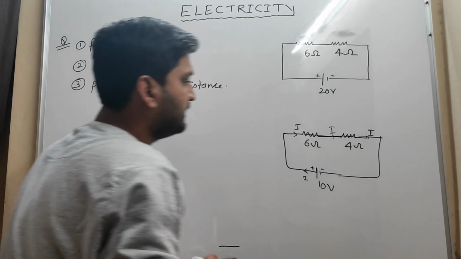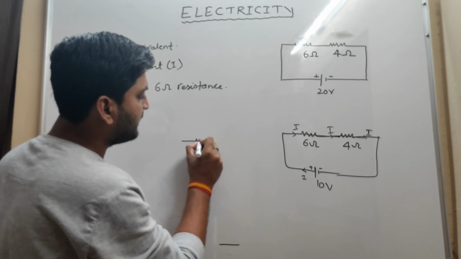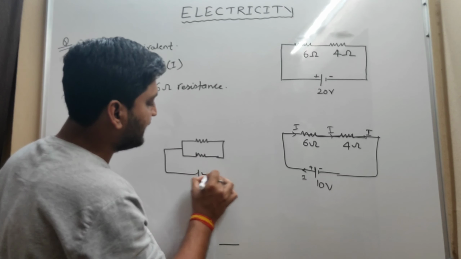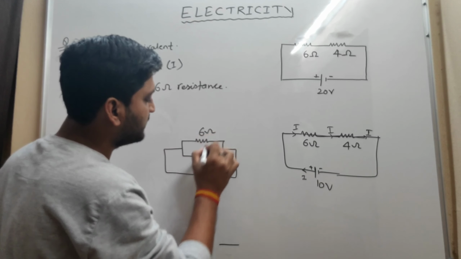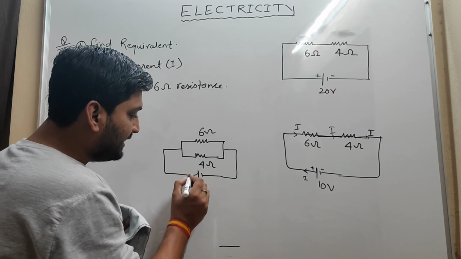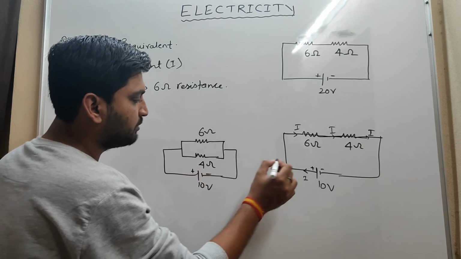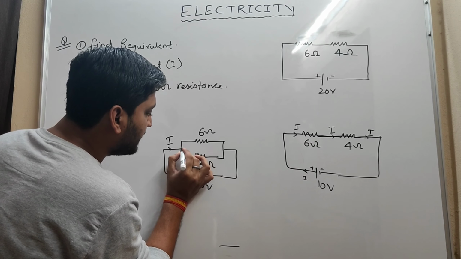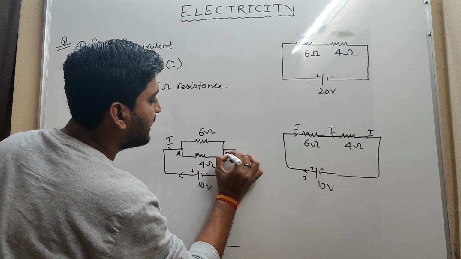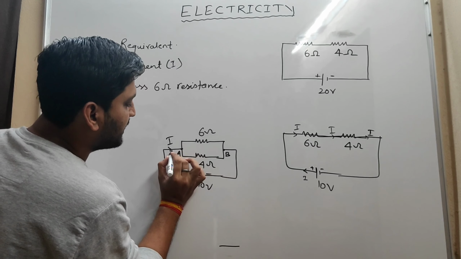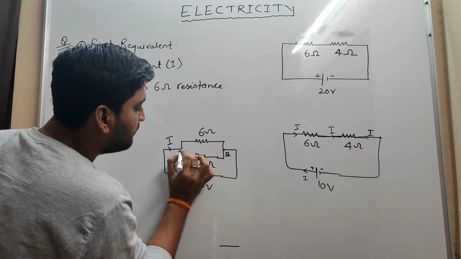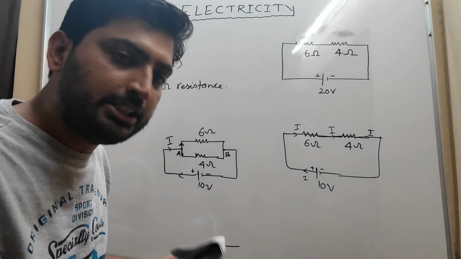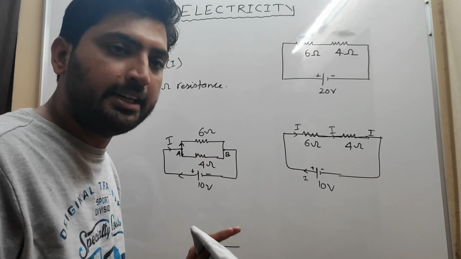Now let us see, if these two are connected in this manner, with the same battery, same 6 ohm resistance and 4 ohm resistance, but in this case suppose this is 10 volt, plus and minus. Current will start from here, suppose current I. Mark this point as A and this point as B. As this current reaches point A, it will divide into two parts. Maybe equal or not, it depends upon resistance. Here the current will not be equal.